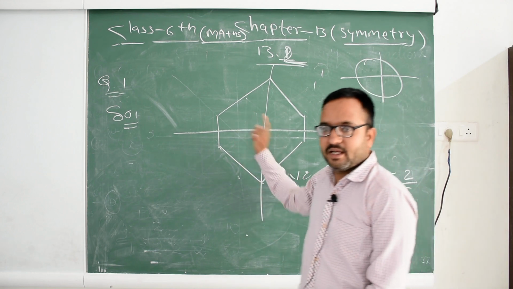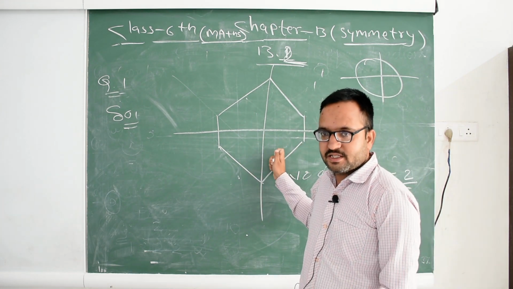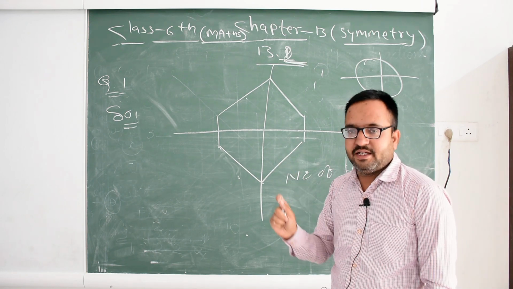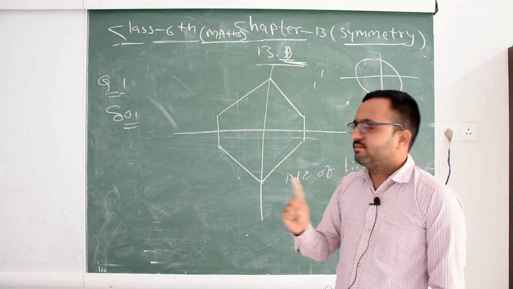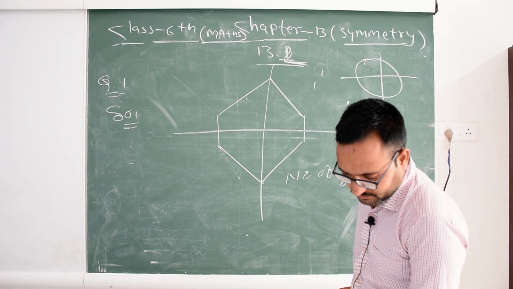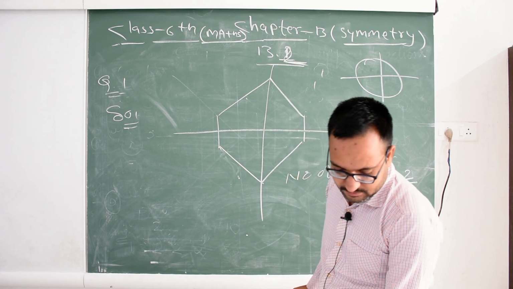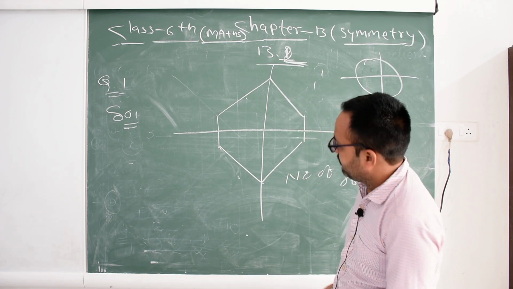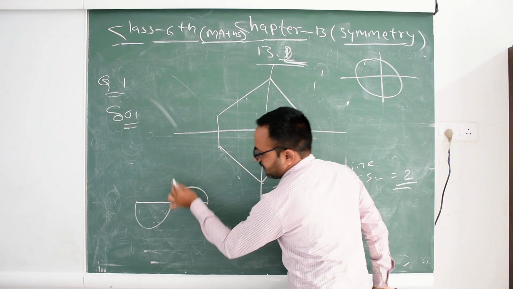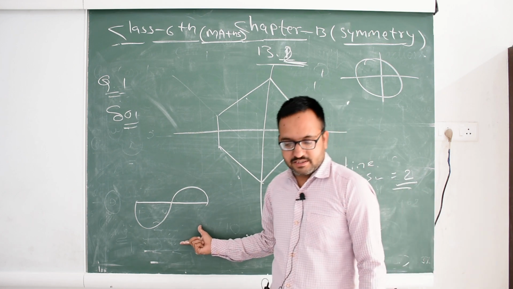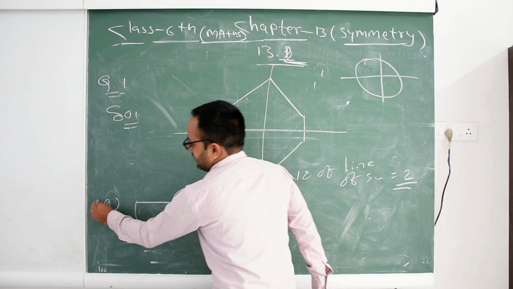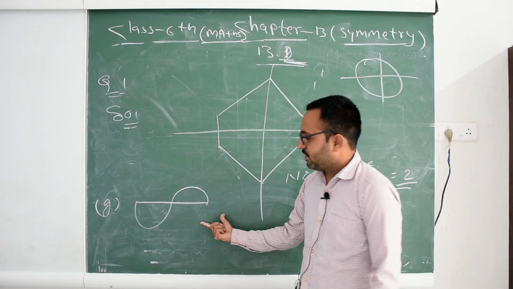How many lines of symmetry in this diagram? Okay, in this diagram, if you have equal sides, if you have equal length of sides, we draw 6 lines of symmetry in a hexagon. Okay, so now again we have a diagram, like this. This is your G part. Okay, G part. How many lines of symmetry can we draw?